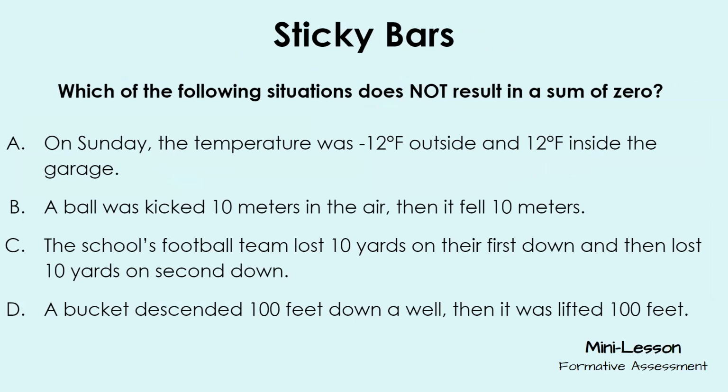Which of the following situations does not result in a sum of 0? A, on Sunday, the temperature was -12 degrees Fahrenheit outside and 12 degrees Fahrenheit inside the garage. B, a ball was kicked 10 meters in the air, then it fell 10 meters. C, the school's football team lost 10 yards on their first down and then lost 10 yards on the second down. D, a bucket descended 100 feet down a well, then it was lifted 100 feet. On your student notes, just do a quick jot down, and all you have to write down is A, B, C, or D.